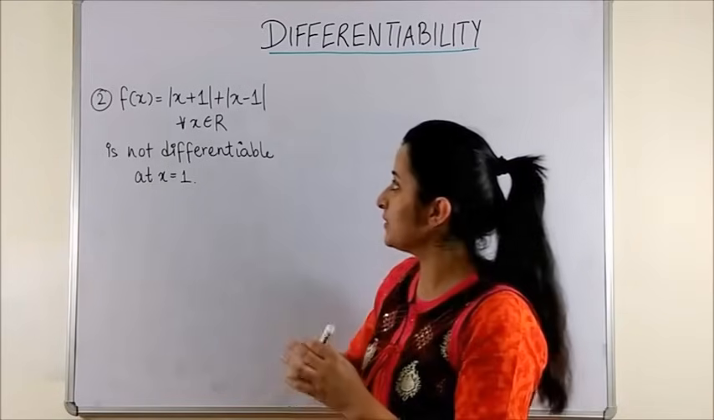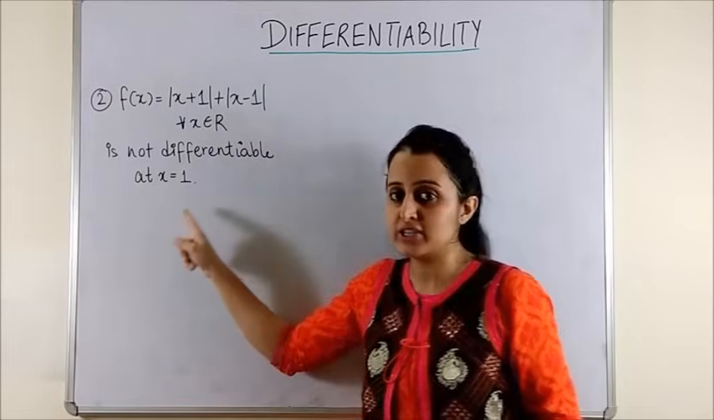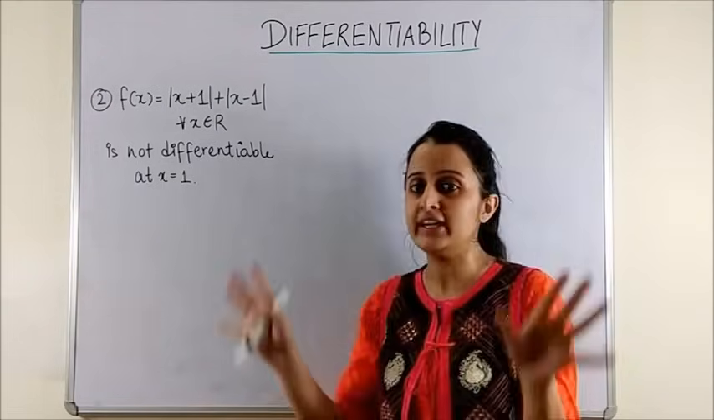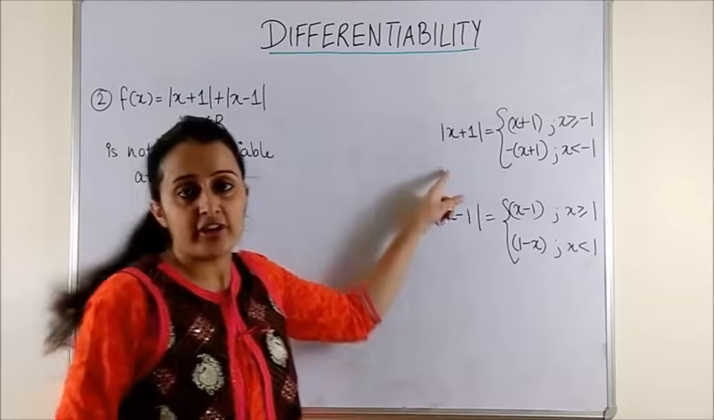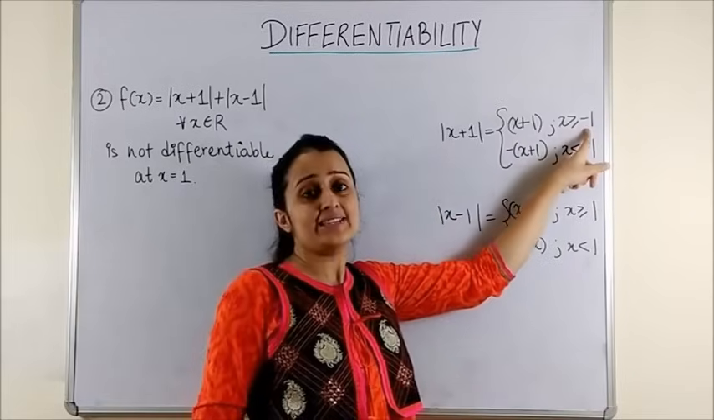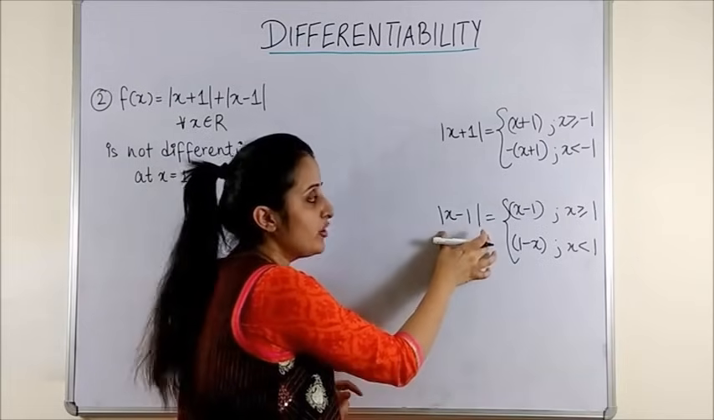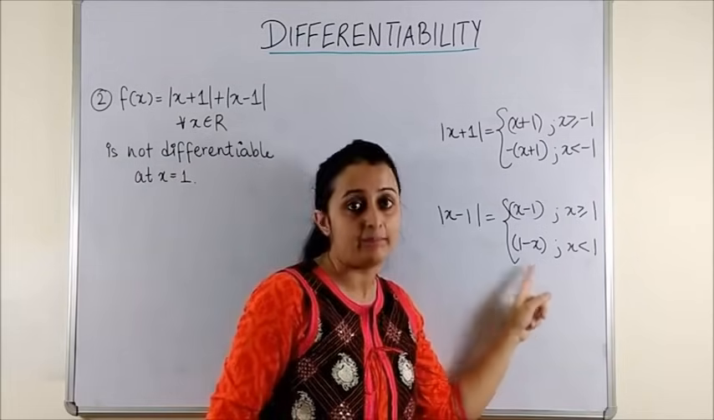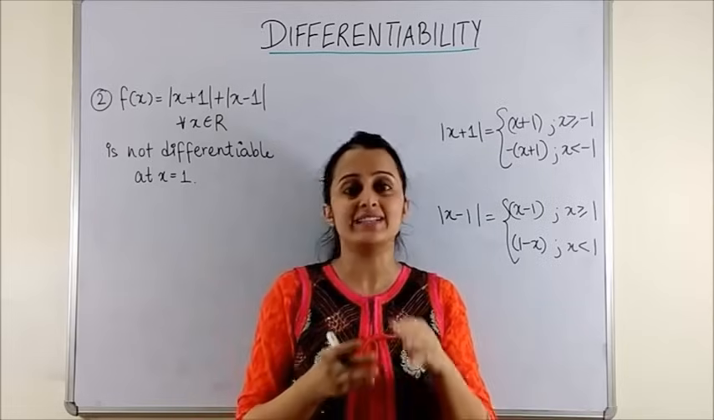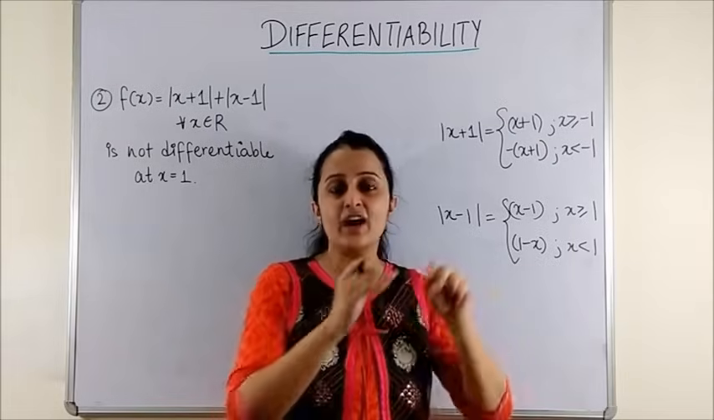Now looking at the second question, if f(x) has been defined this way, we need to show it is not differentiable at x equal to 1. Before we begin, we need to redefine our function f(x). Talking of each of the functions, you know mod of x plus 1 could be split this way as x is greater than or equal to minus 1 or less than minus 1. Similarly, mod of x minus 1 has this sort of breakup. We are basically trying to look at the points where your total function gets split. So from here, the points of split become minus 1 and 1. Let's see how we arrange them.